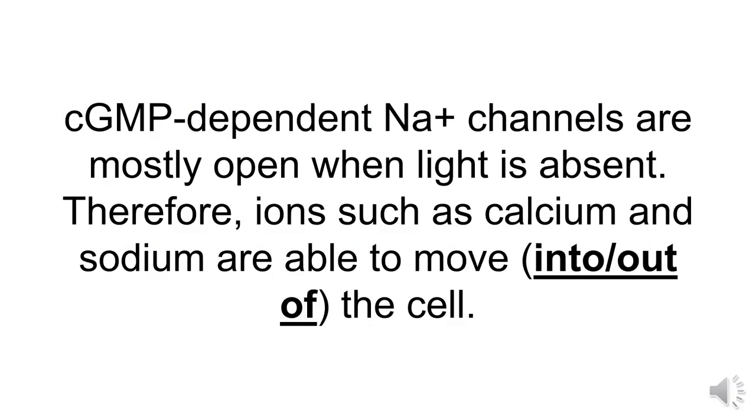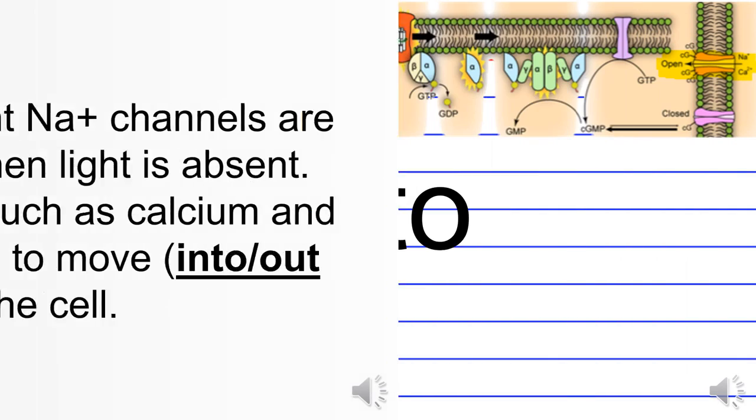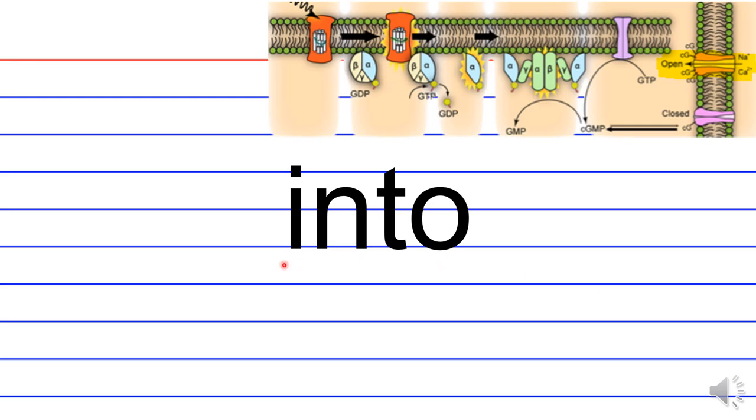cGMP dependent sodium channels are mostly open when light is absent. Therefore, ions such as calcium and sodium are able to move into or out of the cell. So when the channels are open, do calcium and sodium move into or out of the cell? And after seeing the last two cards, you should definitely know the answer. That would be into the cell.